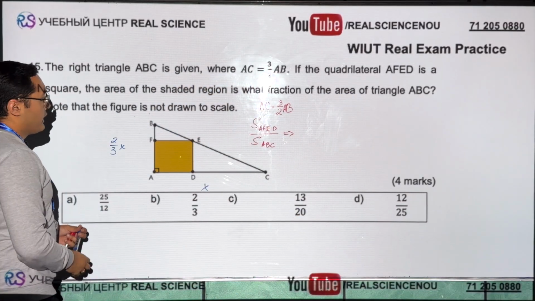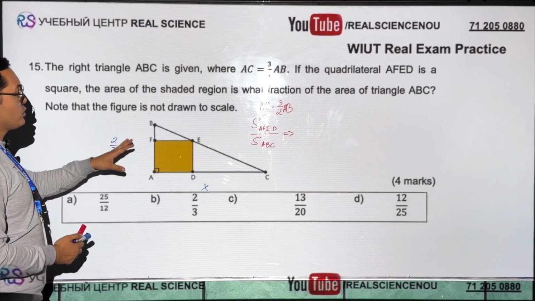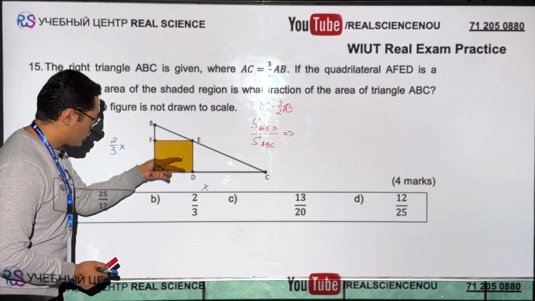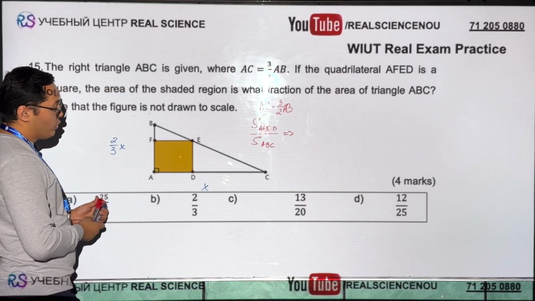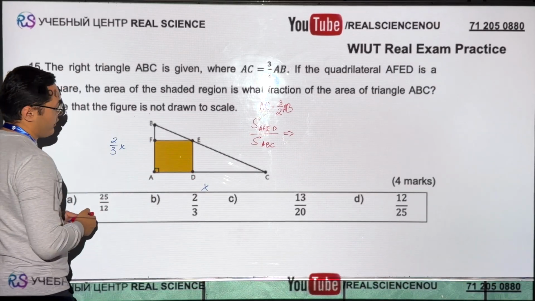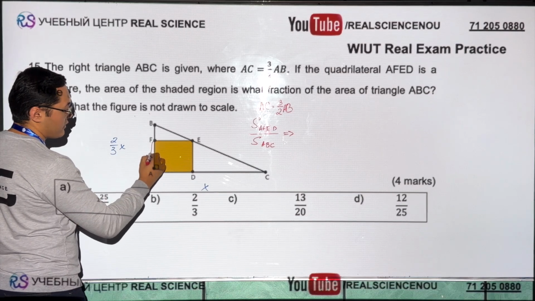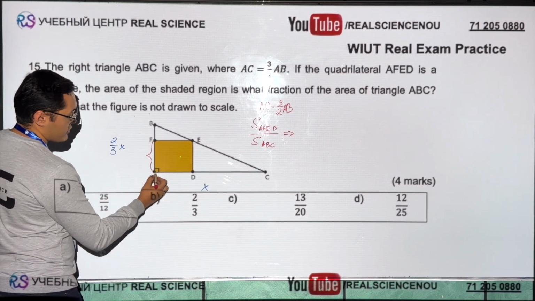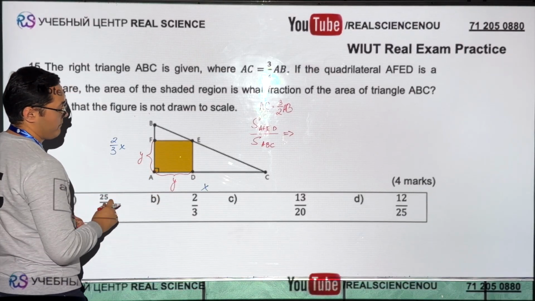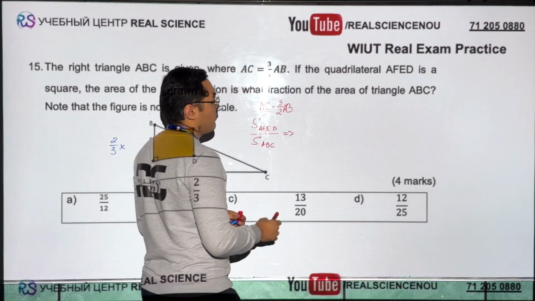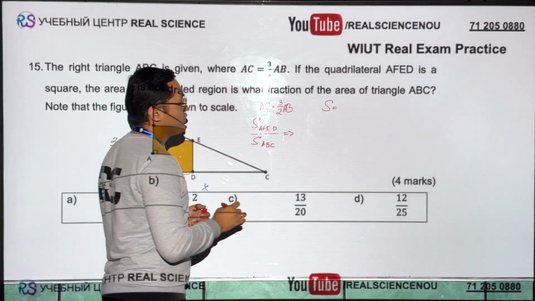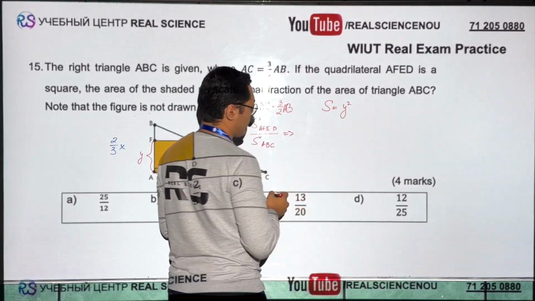Okay, so in this case, in order to find the area of the square, we need to make sure that we know the side of the square. So let's just say that the side of the square is just some number y. Let's just call that y. Okay, y and y. So based on that, we can say that the area of a square is just y squared.